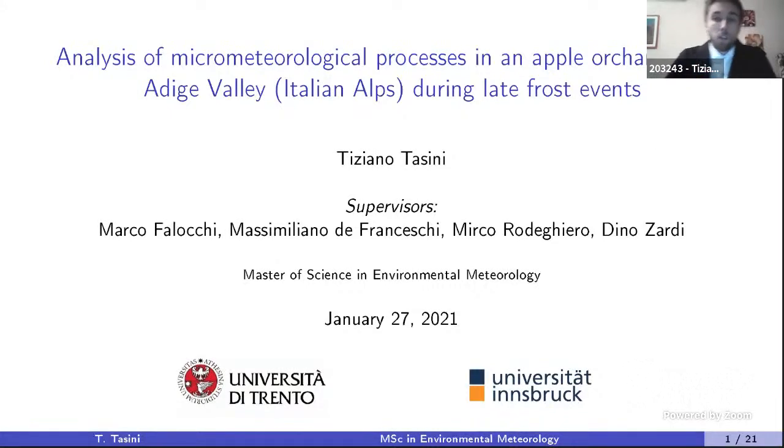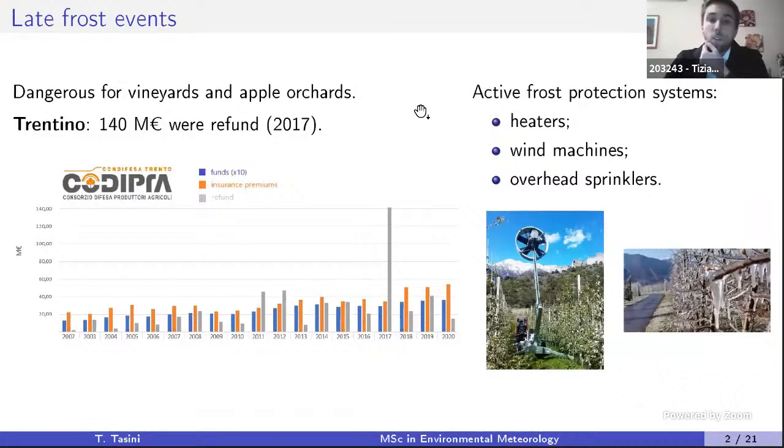Thank you. Good afternoon. The topic of my master thesis is the analysis of micrometeorological processes in an apple orchard in the Adige Valley, Italian Alps, during late frost events. Late frost events occurring from late winter to early spring can cause several damages to crops, in particular vineyards and apple orchards. For example, in Trentino, 140 million euros were refunded to farmers in 2017 due to several late frost events.